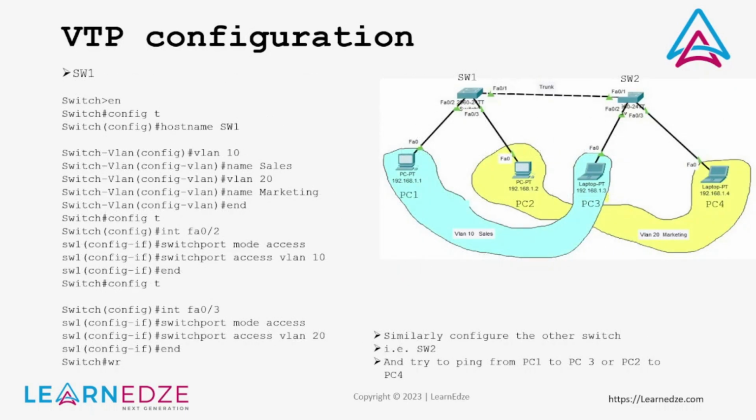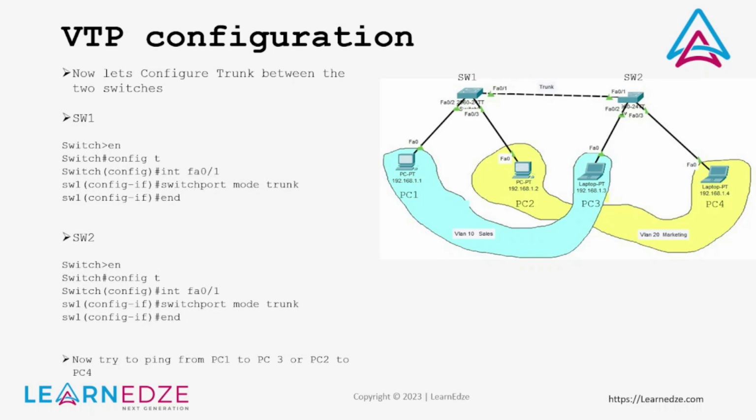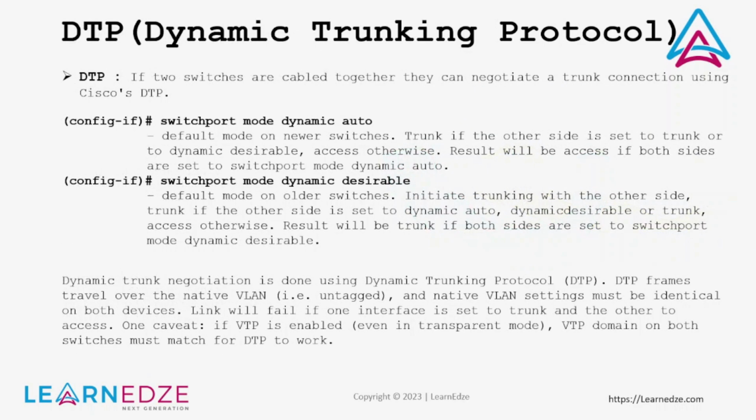How can we turn off the VTP? By using the negate command, the no command. So we have seen how to configure the VTP and what the different modes of VTP are: server mode, client mode, transparent mode. Now it's time for DTP, dynamic trunking protocol. As you can see in the slide, if two switches are capable, they can negotiate a trunk connection using Cisco's DTP, that is dynamic trunking protocol.